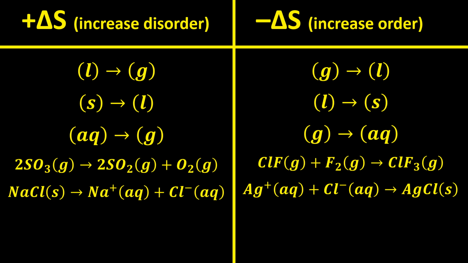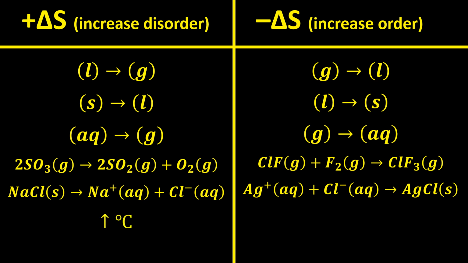like if we have a reaction where silver ions and chloride ions in solution react with one another, then they will precipitate out as silver chloride. Well, this increases the order, and we have a negative delta S.